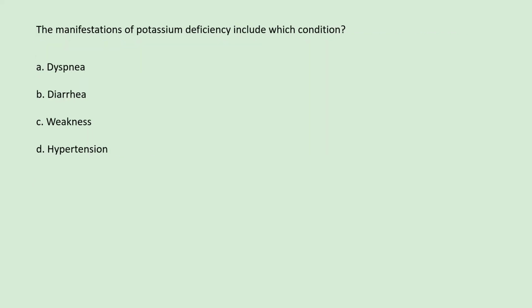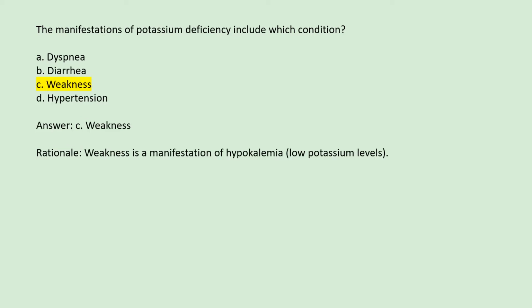The manifestations of potassium deficiency include which condition? A. Dyspnea. B. Diarrhea. C. Weakness. D. Hypertension. Answer. C. Weakness. Rationale. Weakness is a manifestation of hypokalemia, low potassium levels.